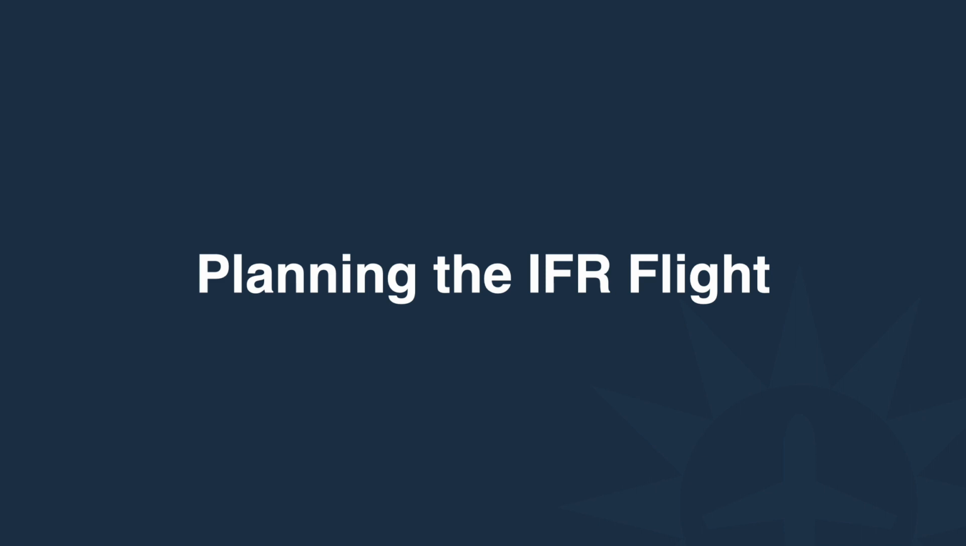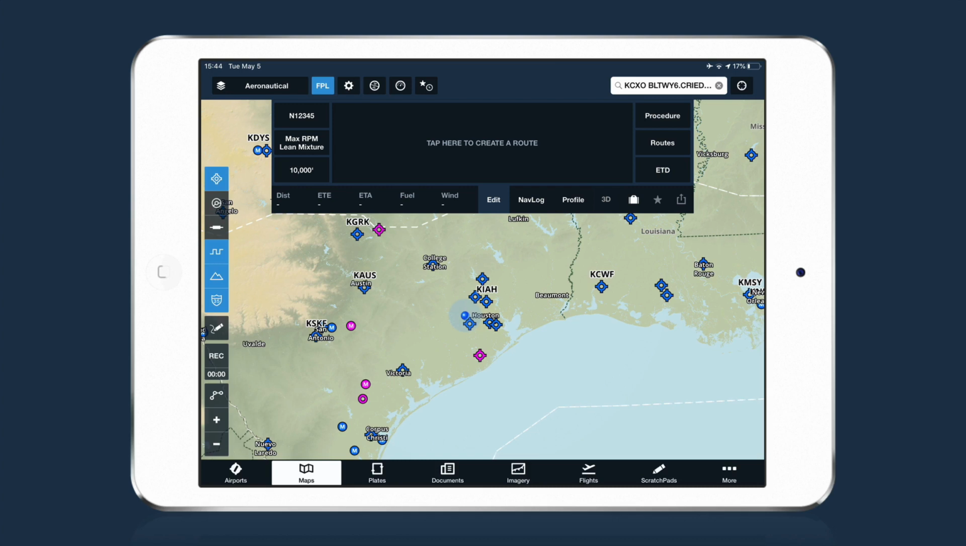It's your plane. Great. So now we're going to start planning the IFR flight. So we're going to go back to the maps page. You'll notice the maps tab is highlighted there in the bottom left. And this is where we're going to start. We're actually going to build a route from Conroe to Oklahoma City, but I want to show one thing that I think is really important when we're planning the flight.